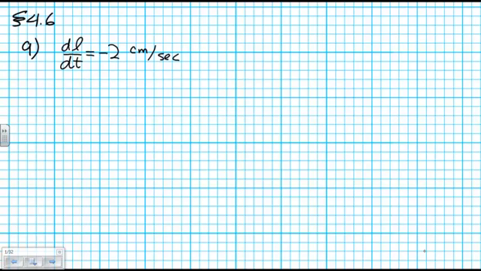While the width W is increasing at a rate of 2 centimeters per second. Translation again into mathese. dW/dt, which is not related to Arthur's sister.